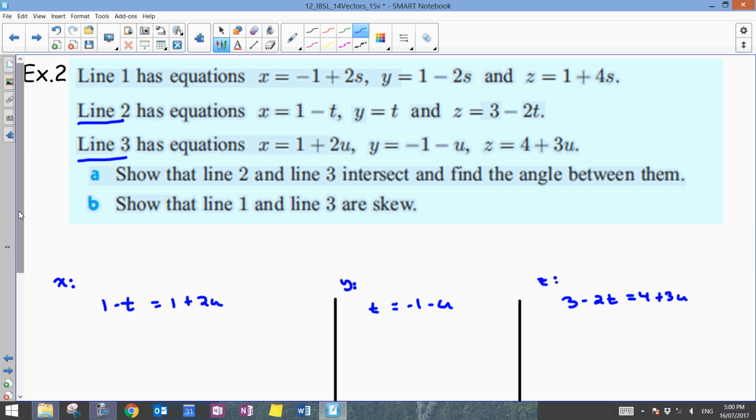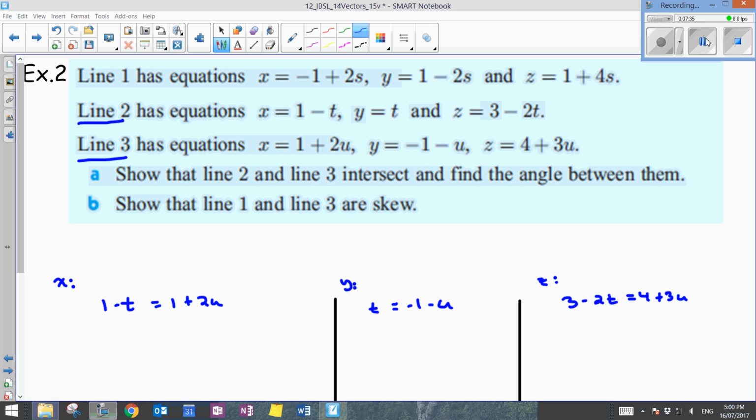So again, let's start this one like we did the last one. Try to solve for u and t and see if you can actually get one value of u and one value of t that will satisfy all 3 of these equations. So go ahead and pause here, try to work it out, and then you can push play and check with my work.